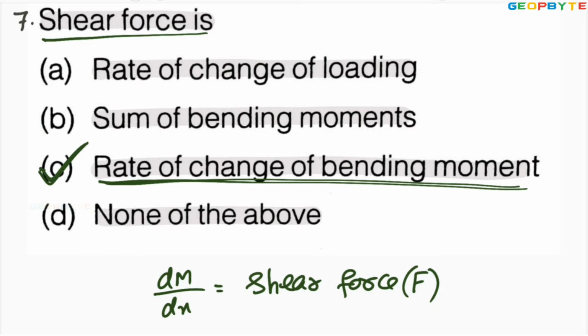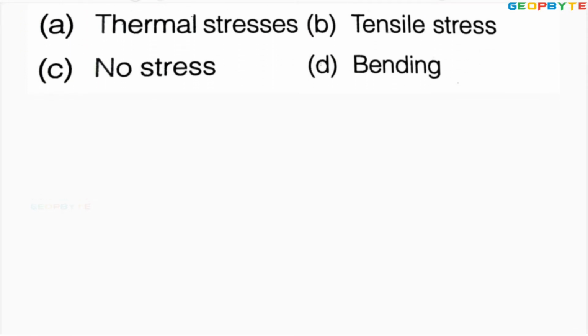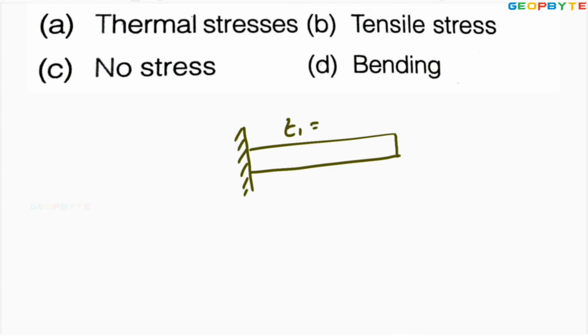Let us take one more problem. Let us read the 8th problem. If a material expands freely due to heating, it will develop. As you know, generally, let us take the material. This is the bar. Initial temperature of the bar T1 equal to, let it be some 20 degrees centigrade. When you heat this bar, the temperature may be increasing from T1 to T2, maybe some 60 degrees centigrade.